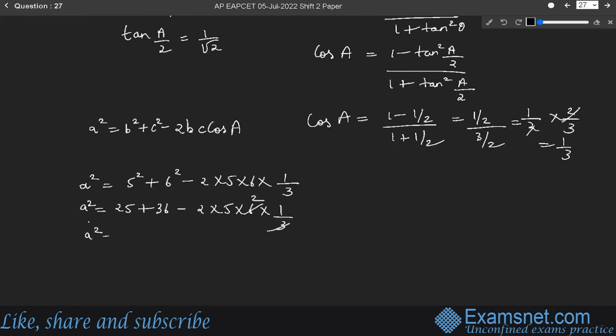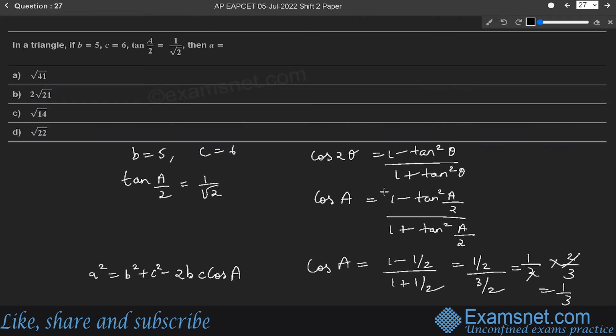So it becomes a square is equal to 25 plus 36 minus 2 into 5 is 10 and 10 into 2 is 20. So it will be a square is equal to 41. So a will be equal to under root of 41. Therefore, we can say that the value of a here is under root of 41, which is option number A here.